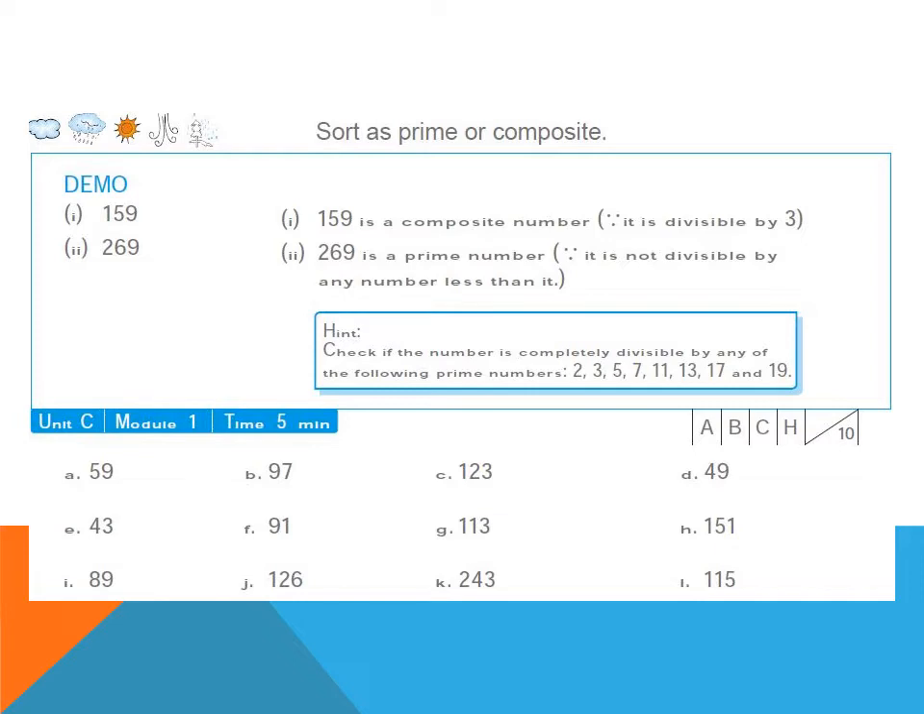Hint: check if the number is completely divisible by any of the following prime numbers: 2, 3, 5, 7, 11, 13, 17 and 19. Now pause the video for 5 minutes and do all the problems given in module number 1. Now before going to the answers, let us discuss module number 2.